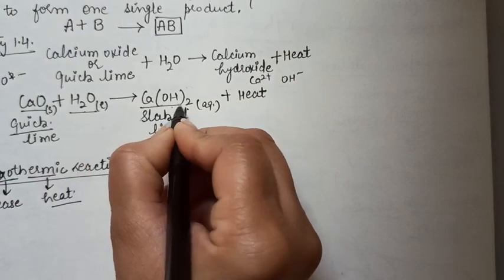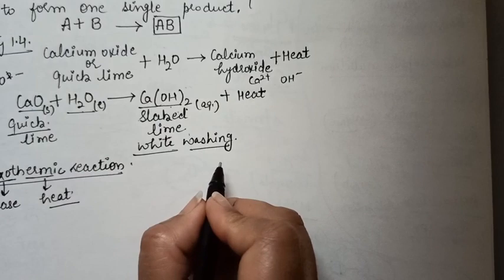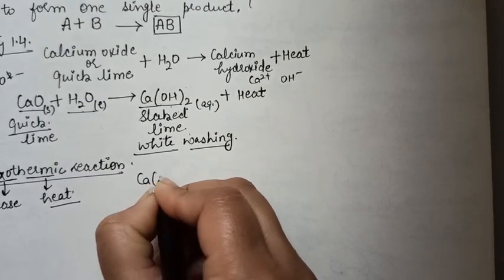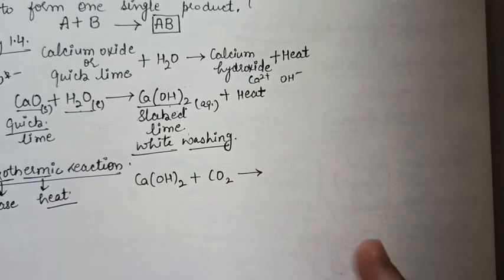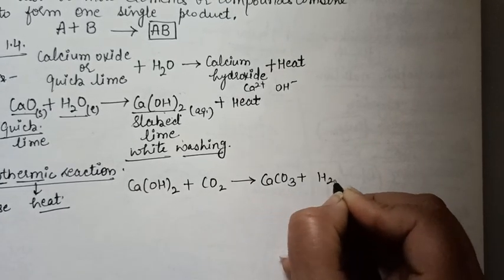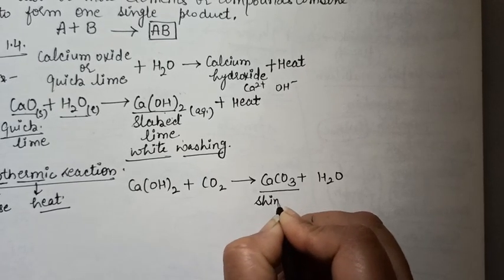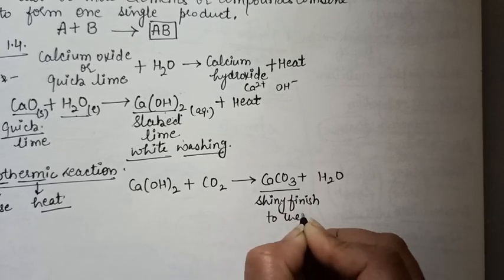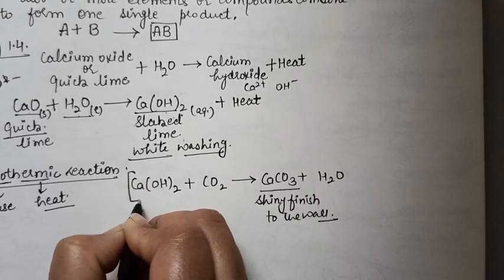After whitewashing, this calcium hydroxide slowly reacts with carbon dioxide present in the air. So the reaction: calcium hydroxide plus carbon dioxide combines to form calcium carbonate plus water. Okay, this calcium carbonate gives a shiny finish to the wall. This happens slowly and gradually. This is a slow process.